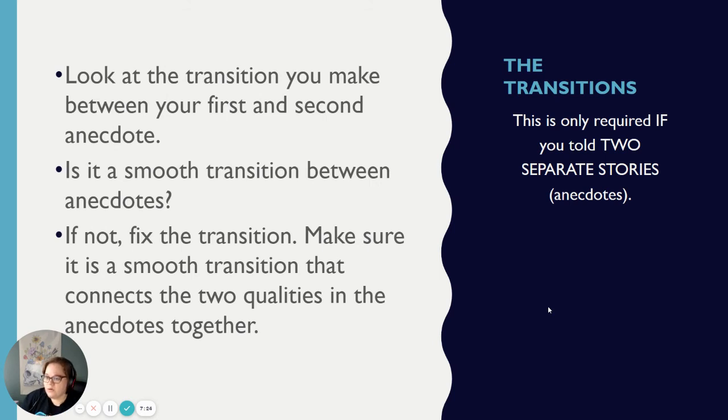Now we're going to look at the transitions if you told two stories. Again, if you didn't do this, we're going to skip over this part. Look at the transition you make between your first and second anecdote or story. Is it a smooth transition between the anecdotes that ties the two together? If not, fix the transition. Make sure it connects the two qualities in the stories together.